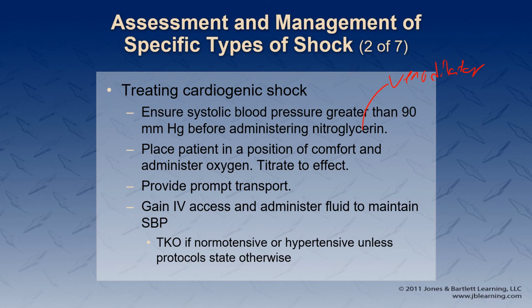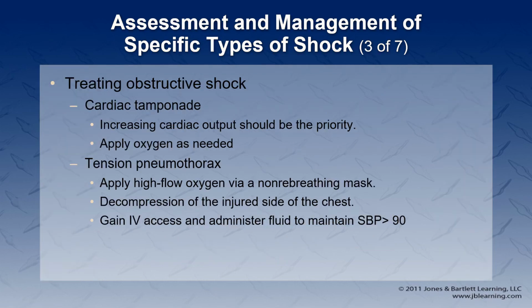If they're normotensive or hypertensive, putting more fluid in is not going to help anything. So fluids are not necessarily your go-to in cardiogenic shock. You actually want to expand the container size when reasonable in these patients. So obstructive shock is just going to be optimizing oxygenation and getting them to the hospital.